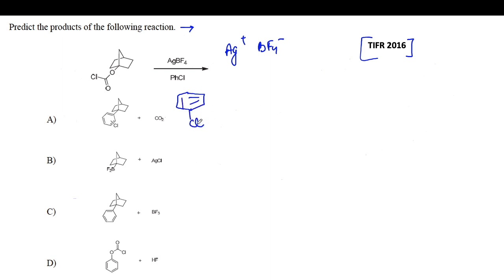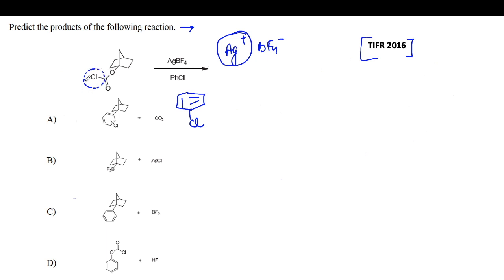All right. Now look at all of your options and also look at silver positive. Silver positive usually takes away the halide, not the positive halogen cation.